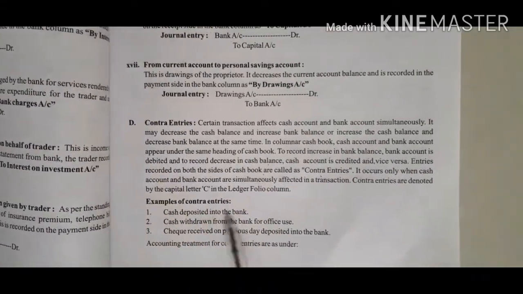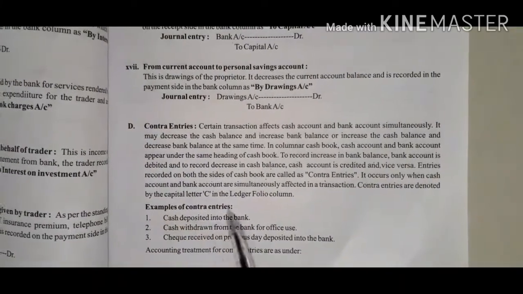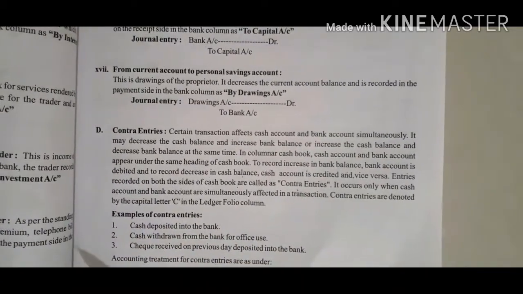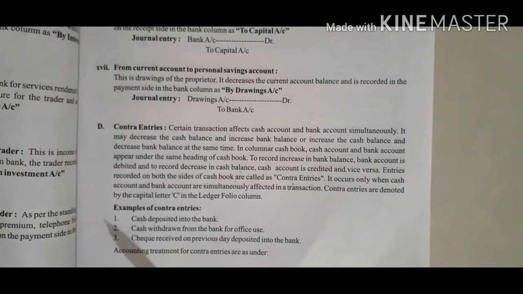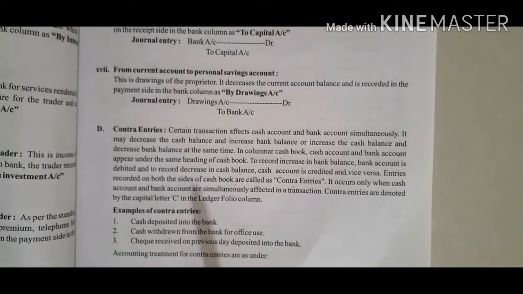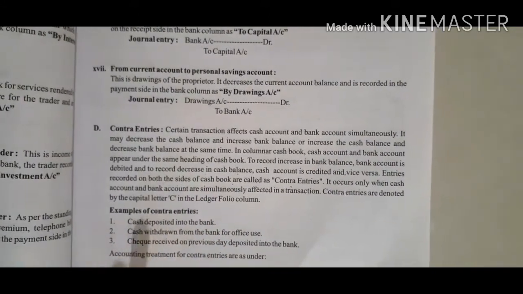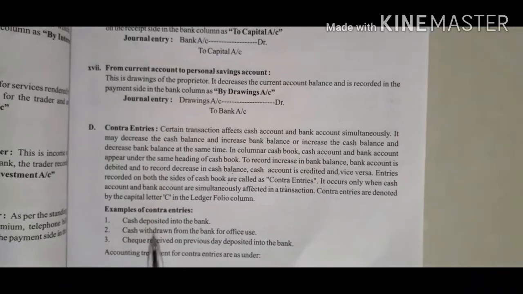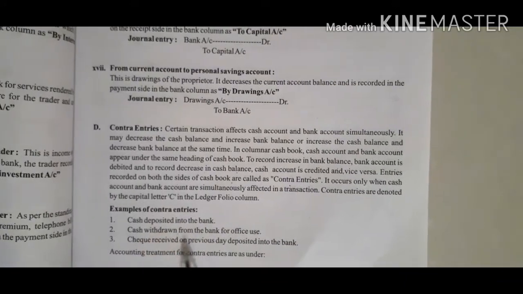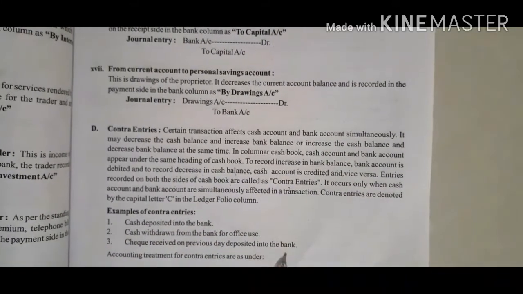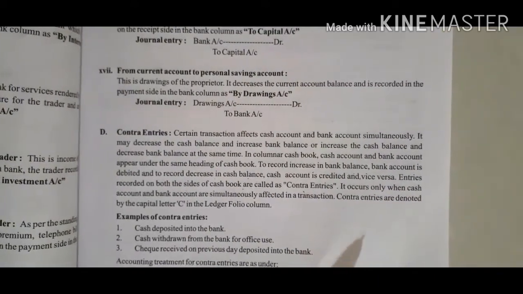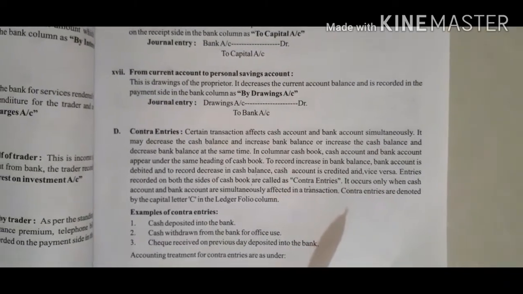Let's see. Cash deposited into the bank. Now here in this transaction, two accounts are getting affected, that is cash as well as the bank. You are depositing cash into the bank, so two accounts, cash and bank. So you have to write on both sides, that is on the receipt side as well as on the payment side. Now the next one, cash withdrawn from the bank for office use. Again two accounts. Then, cheque received on a previous day deposited into the bank. Similarly, in this type of transaction also two accounts are affected, that is cash as well as the bank account.